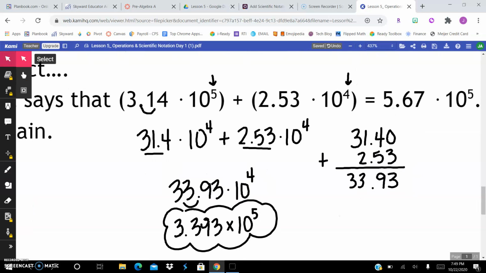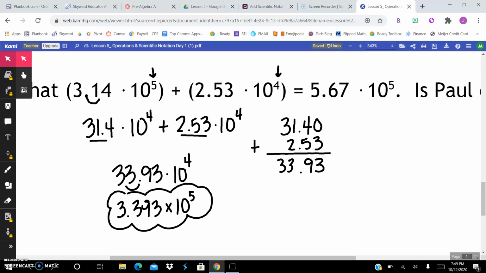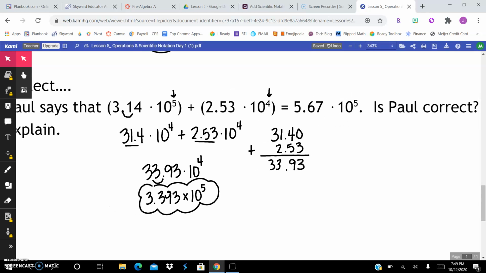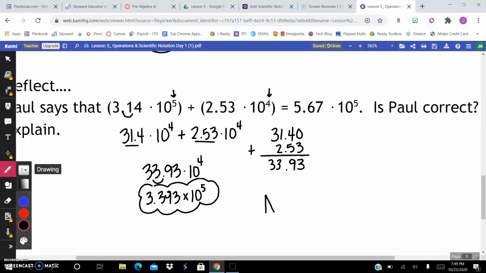So if we go back and look, it says Paul said it was 5.67 times 10 to the fifth. He's a little bit off. So no, he's not correct. And our explanation is, I just showed all of that work, so that's my explanation. But it looks as if he just took the numbers that were out front here and added them together, and then took the larger of the two exponents and just kept that. So Paul made a few mistakes there, didn't change the exponents to be the same first and then add.